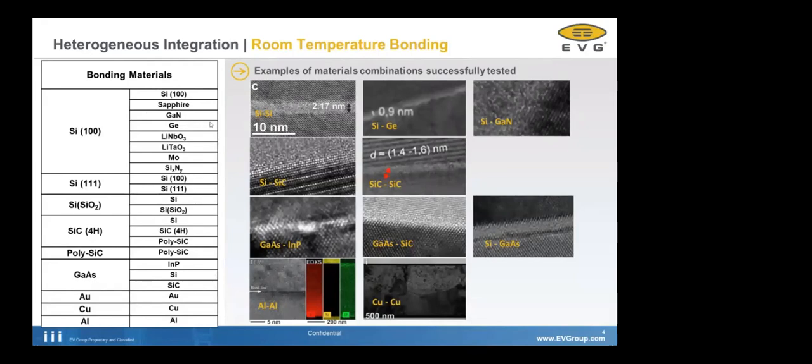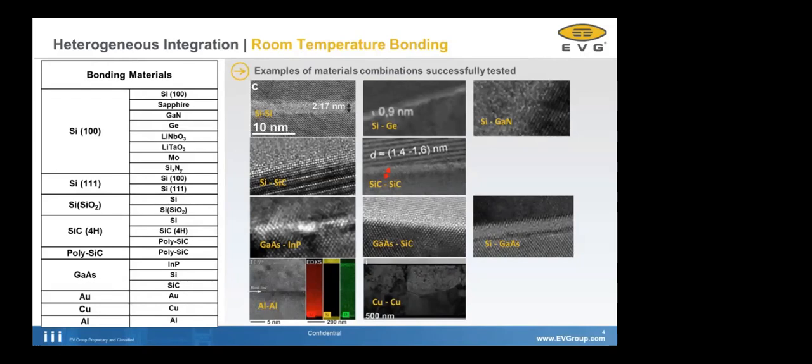Combinations which are very prominent currently in the market are, for example, silicon to lithium tantalate for a filter application, but also silicon carbide combinations where you can stack, for example, cheap polysilicon carbide and monosilicon carbide on top for power applications. But also photonic applications using gallium arsenide, indium phosphide, and other light-emitting materials, and stacking them for integration reasons on top of silicon, for example, is gaining importance in our industry.